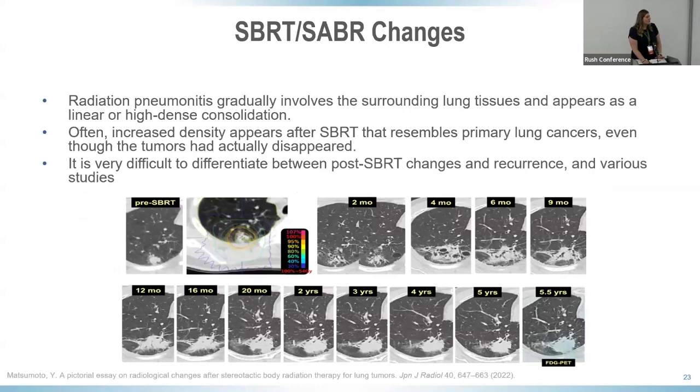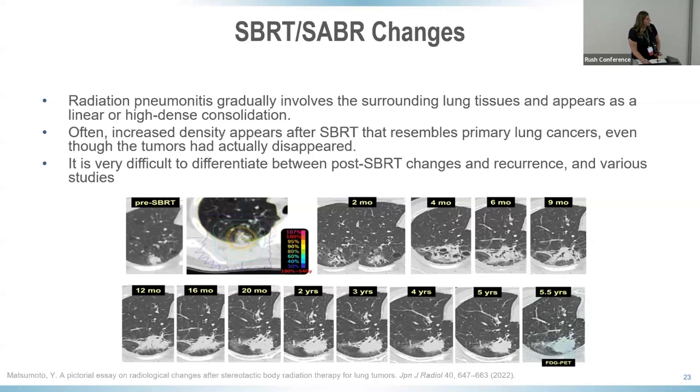Well, I want to talk to you about what we see on imaging. Radiation pneumonitis is probably one of the more common things that we see, and it involves the lung tissues, and it appears in a linear or high dense consolidation. Often this density resembles primary lung cancer, so it's really important that you follow these and work closely with your radiologist because it can be quite tricky to differentiate between what's normal post-treatment changes and what could be early recurrence.